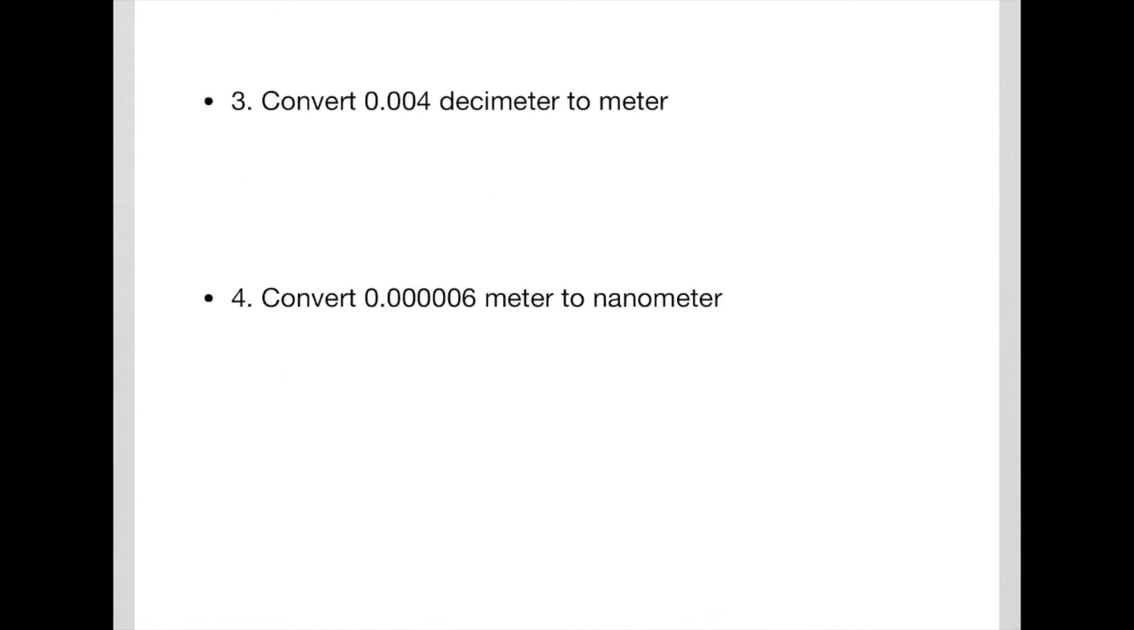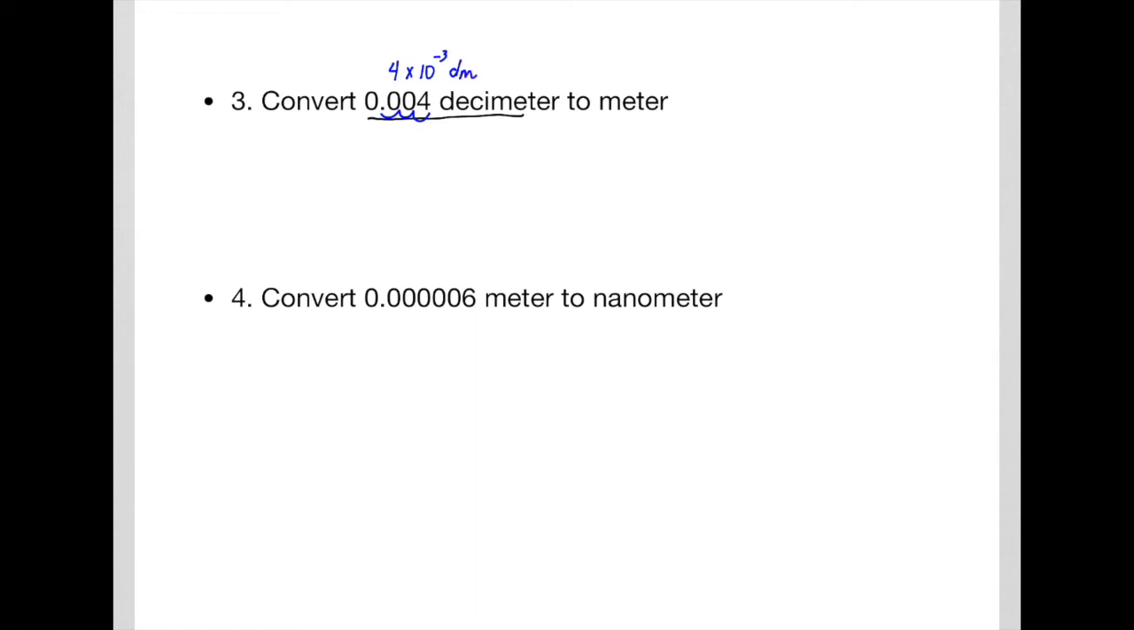Now, number 3. Convert 0.004 decimeter to meter. So, let's do this one. First thing that we need to do, simply have this 0.004 decimeter. Now, take note, let me express this in scientific notation. We have here 4 times 10 raised to what? 1, 2, 3. So, we have 4 times 10 raised to negative 3 decimeter.